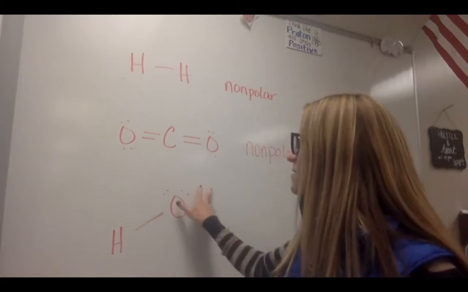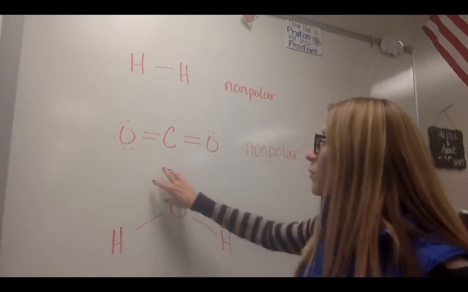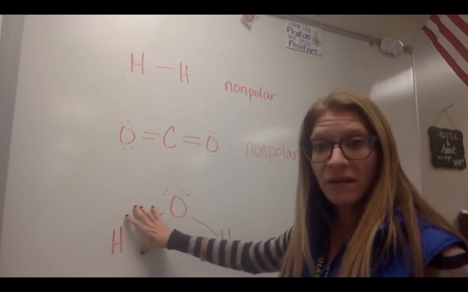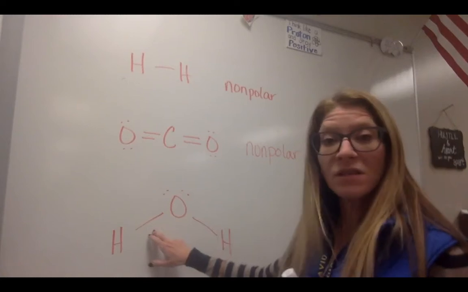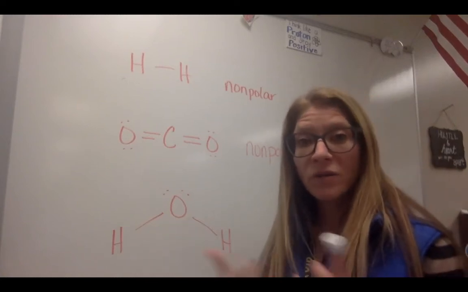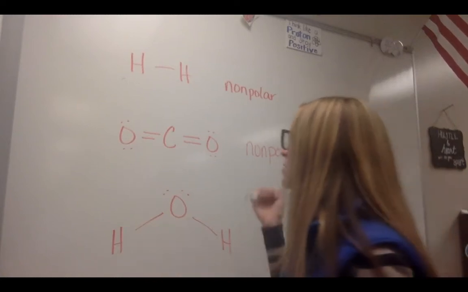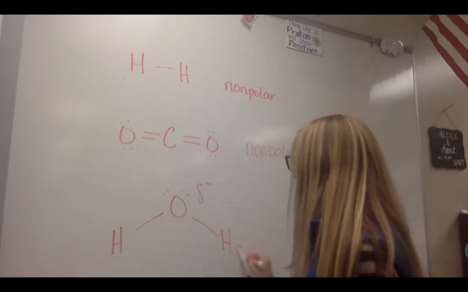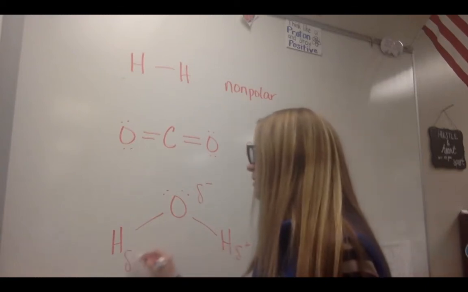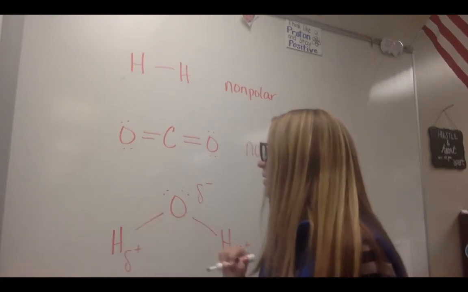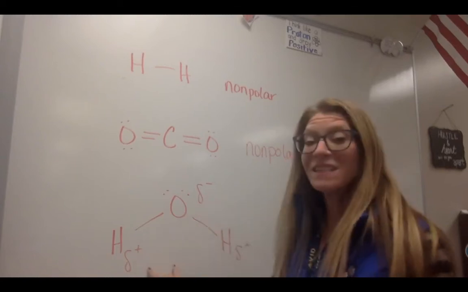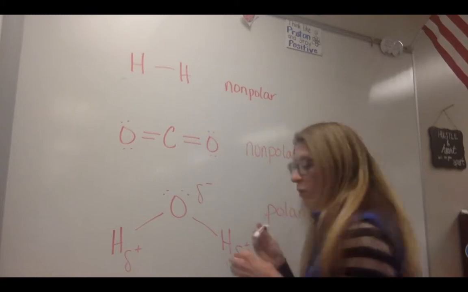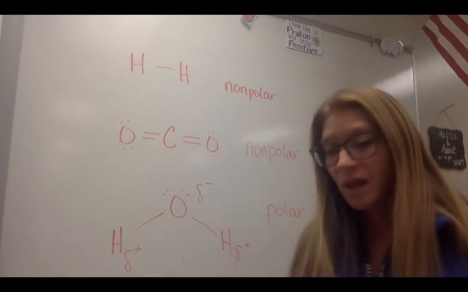Water has these two lone pairs of electrons. Because these lone pairs of electrons are different than any bonded electrons, that difference is going to cause one side to pull on those electrons more than the other. So in water, this side is actually more negative, and the hydrogen side is more positive. Since there is a difference in how those electrons are pulled, this would be a polar molecule.